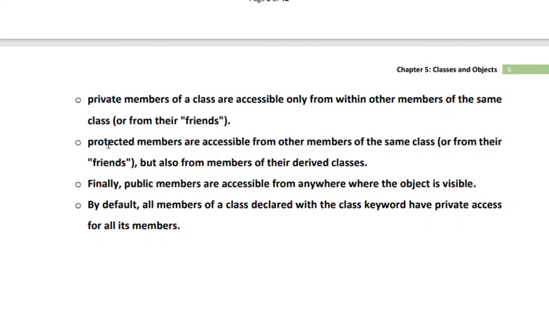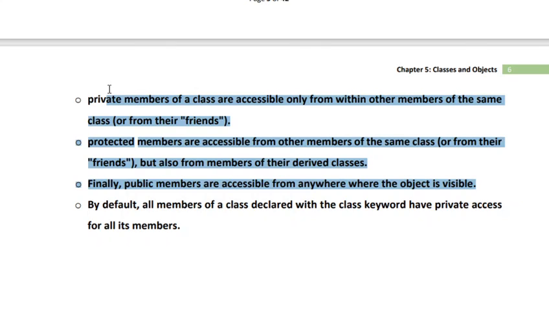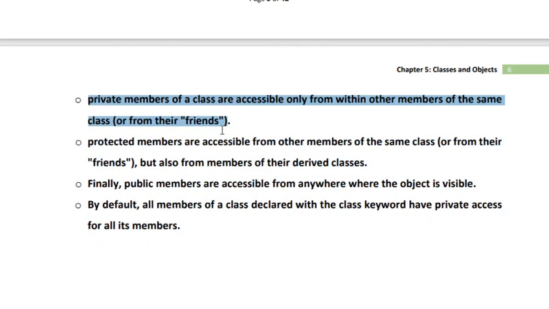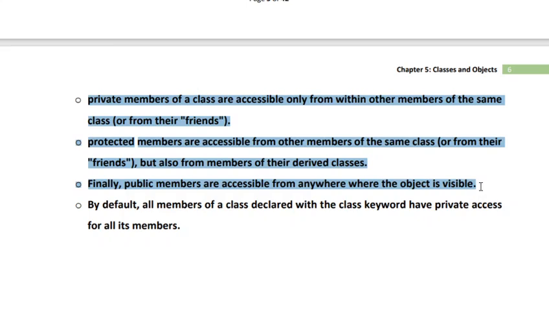Now, protected members are accessible from other members of the same class or from the members of the derived class. So protected members can be accessed by the members of the same class or the members of the derived class. Public members are accessible from anywhere where the object is visible. Okay, where the object is visible. So these are the three access specifiers that are associated with the members of the class. So you can have either a private member, a public member, or a protected member.